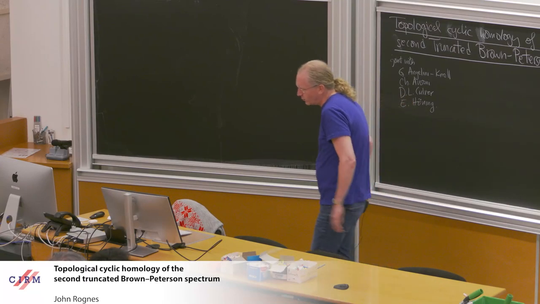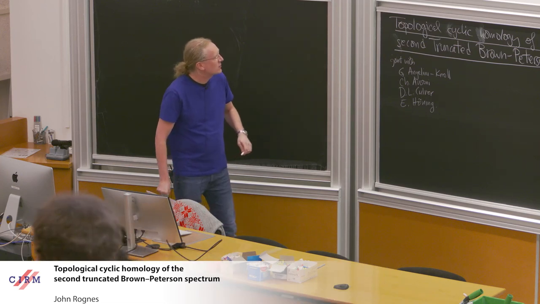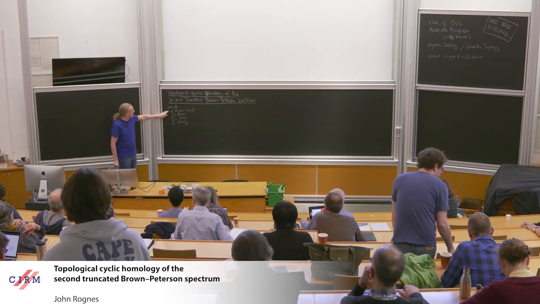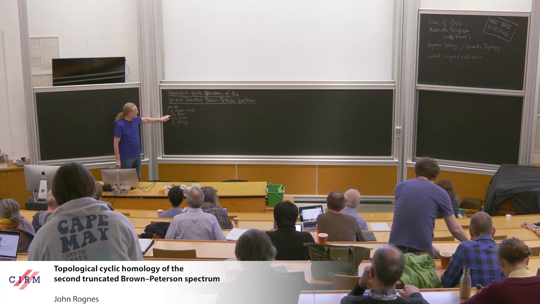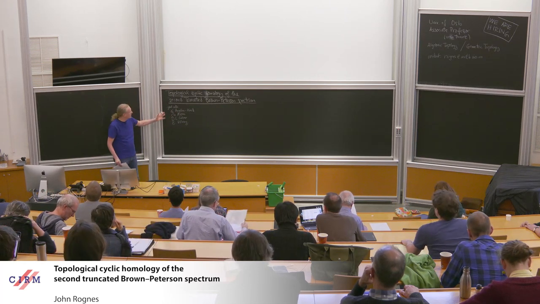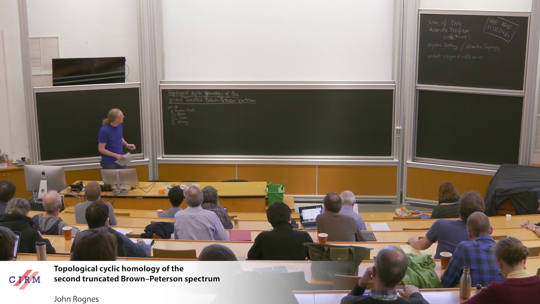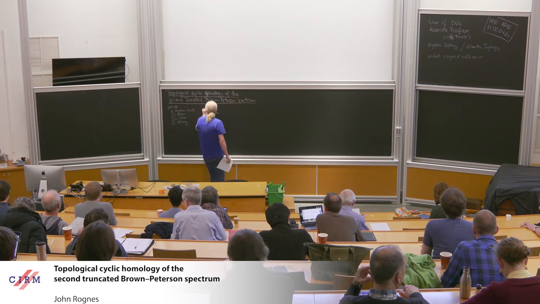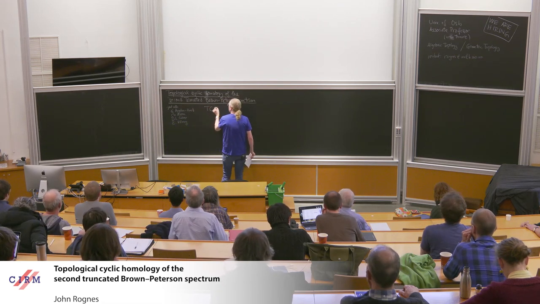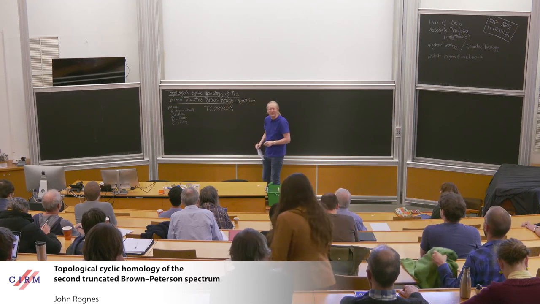So I'm going to talk about some work that was done about a year ago, mostly on Zoom, together with Gabe Angelini-Knoll, Christian Ausoni, Dominique Leon Culver, and Eva Höning. We have a preprint on the arXiv from last year. And the short version of this title is basically Topological Cyclic Homology of BP⟨2⟩. But I thought I would spell it out.